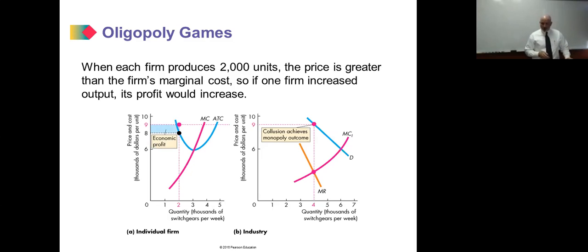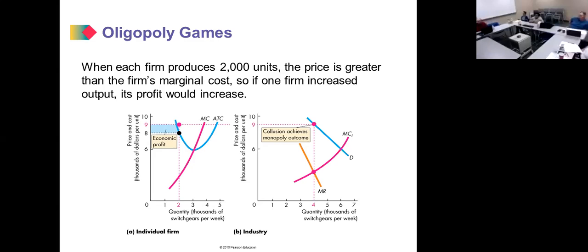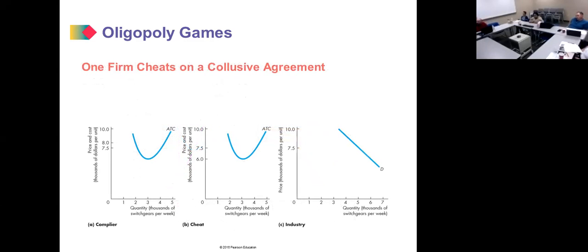Now, when a firm produces 2,000 units, the price is greater than the firm's marginal cost. So if one firm increases output, its profit would increase. Okay, so they're holding just below. If one person steps up and starts to increase output, what's happening? Increase profit. It's going to earn a larger share.